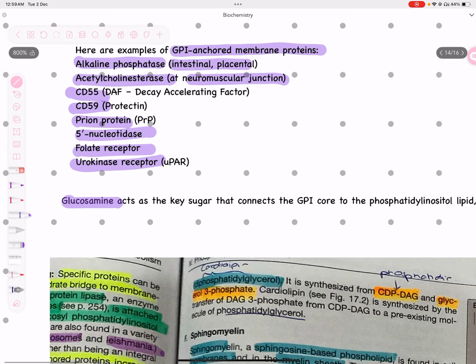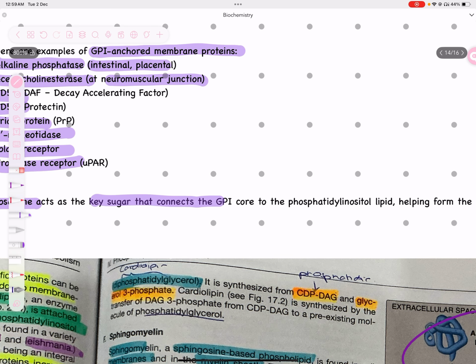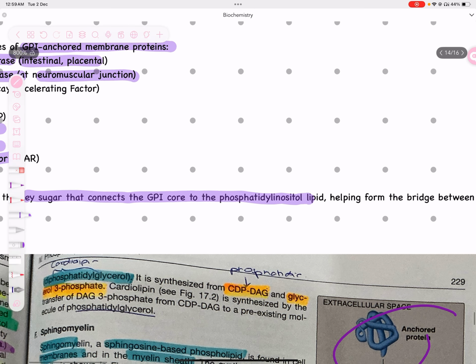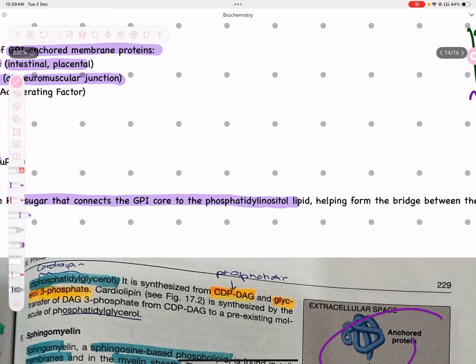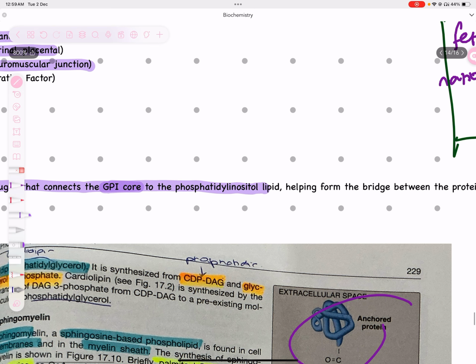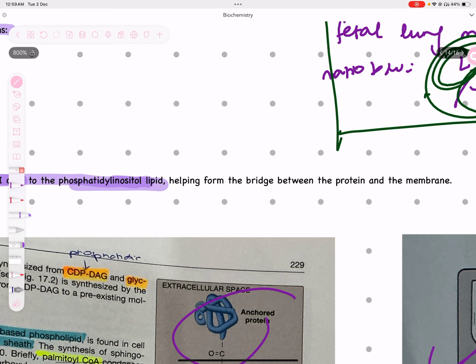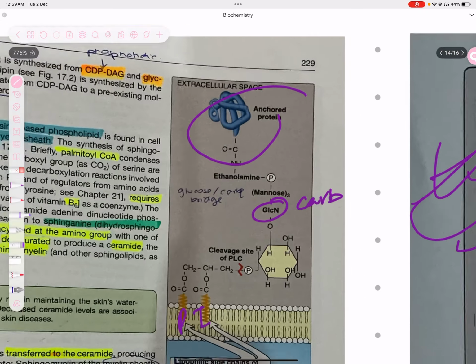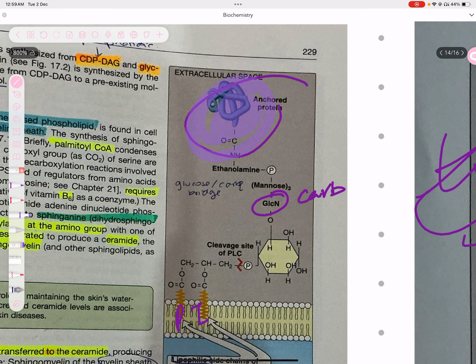What about glucosamine? What is it? It acts as a key sugar that connects the GPI core to the phosphatidyl inositol, helping form the bridge between the protein and the membrane.